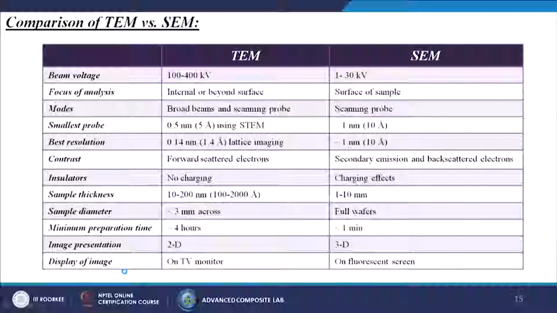Now, we are going to do the comparison study of TEM versus SEM. If we talk about the TEM, beam voltage is generally 100 to 400 kilovolt, in the case of SEM it is 1 to 30 kilovolt. Focus of analysis: it is internal, or maybe beyond the surface; for SEM it is the surface of the sample. Modes: broad beams and scanning probes; in this case it is only the scanning probe.